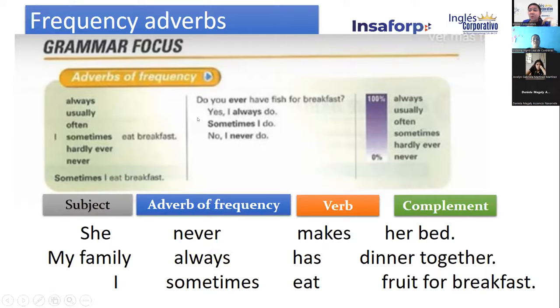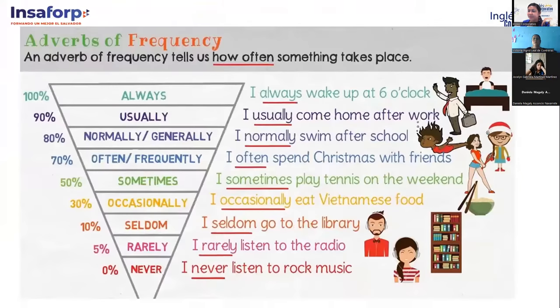Now, in questions, you can also ask, do you ever have fish for breakfast? Ever means siempre. Siempre desayunas pescado. Yes, I always do. Sometimes I do. Or no, I never do. More examples in the next slide.